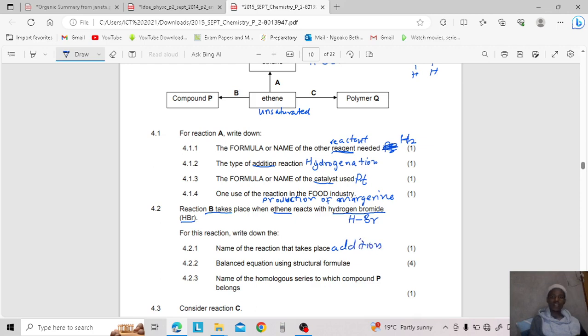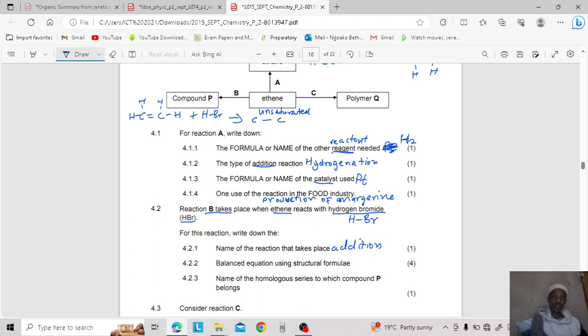That will be an addition reaction, because we're going to add halogenation. Balanced equation using the structural formulae. Now let's do it. We're going to have this one, double bond, then hydrogen bonded to hydrogen, hydrogen, another hydrogen here, plus, now they said it reacts with H bonded to Br. Now they produce, namely, let's have carbon and another carbon.